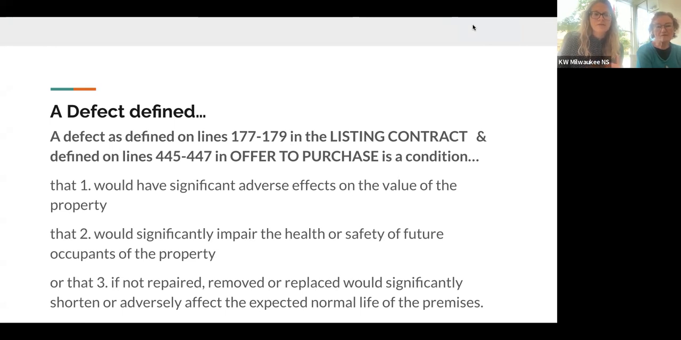A defect is defined as a condition that would have significant adverse effects on the value of the property, that would significantly impair the health or safety of future occupants of the property, or, three, if not repaired, removed or replaced, would significantly shorten or adversely affect the expected normal life of the premises.